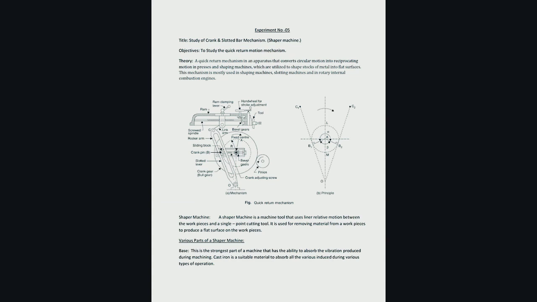Pitch curve: it is the path of the trace point, assuming that the cam is fixed and the follower moves around it. Prime circle: it is the smallest circle drawn to the pitch curve from the center of rotation of the cam. Pressure angle: it is the angle between the normal to the pitch curve and the line of motion of the follower.